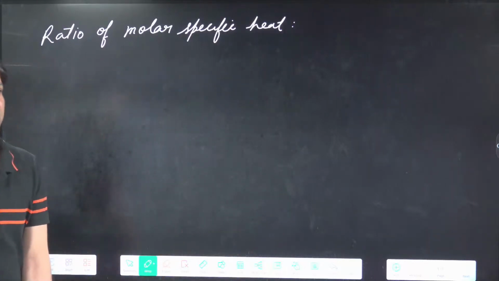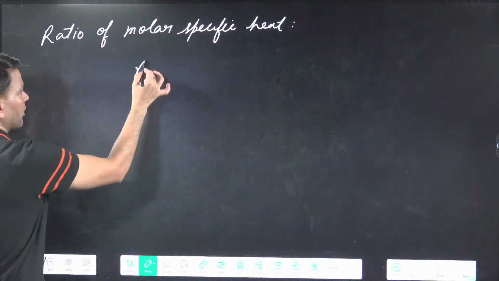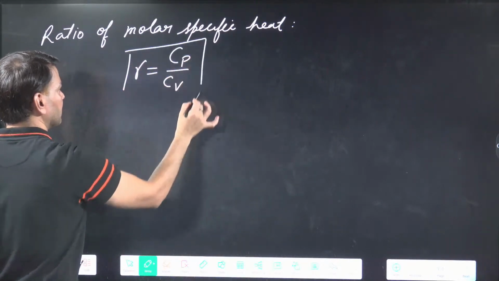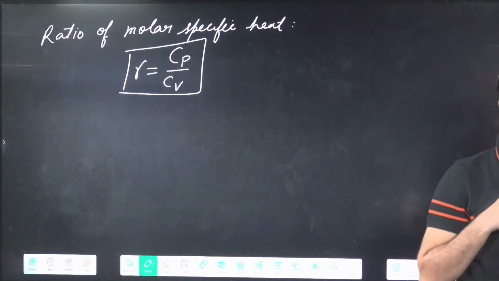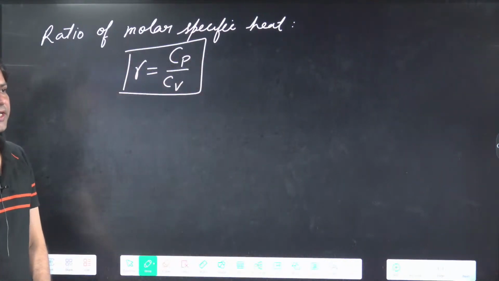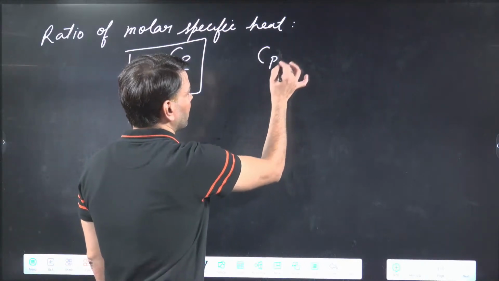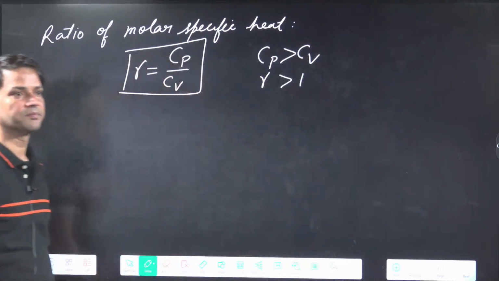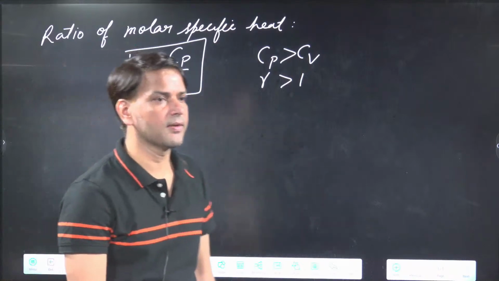The ratio of molar specific heats we represent by gamma. So gamma we define as CP by CV. This is also called the adiabatic constant. We will discuss it in the adiabatic process. We know that CP is always greater than CV, so gamma will always be greater than 1.